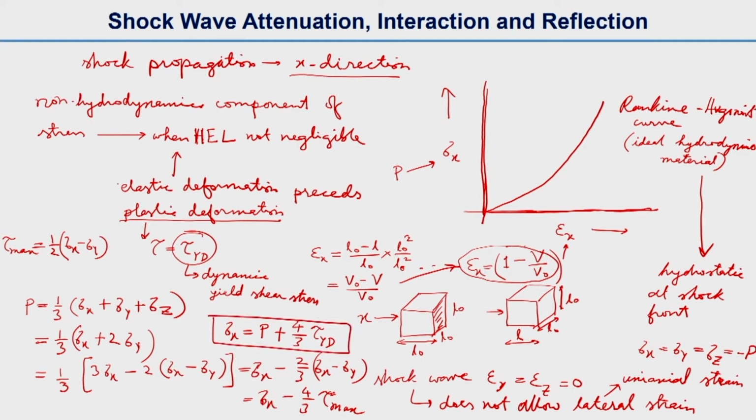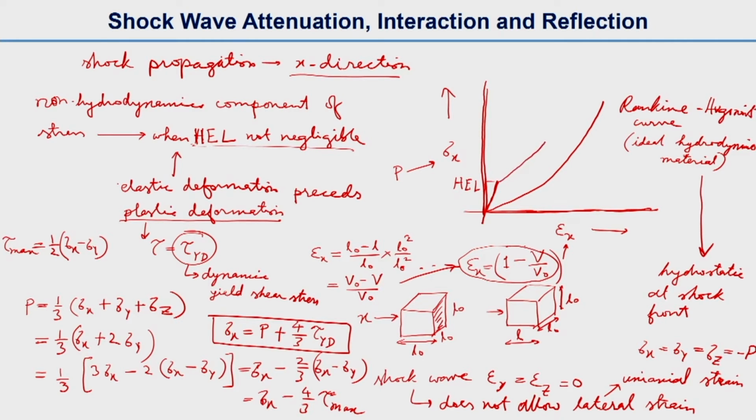So from here, as you can understand, if HEL is not negligible, that is, the non-hydrodynamic component of stress, not only the hydrostatic component, the other components of stress also need to be accounted for. In that case we have the HEL, which we need to show here in this plot. This corresponds to HEL, and then we'll have a parallel curve like this.